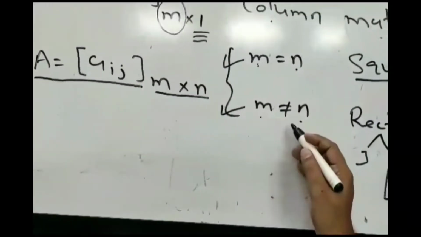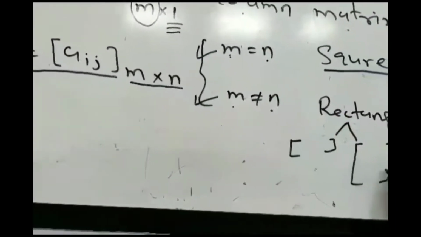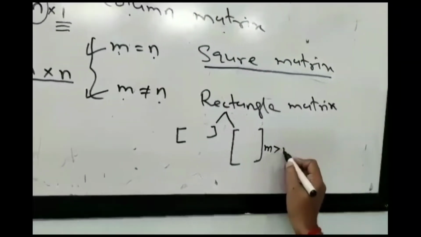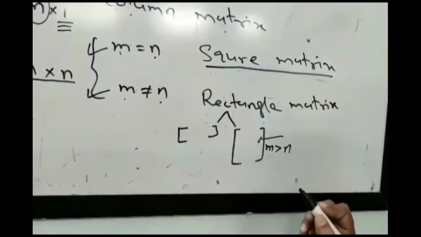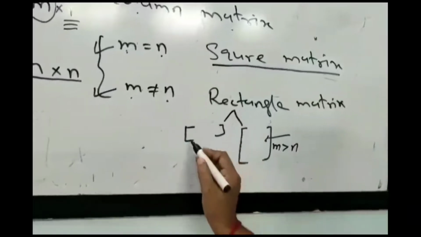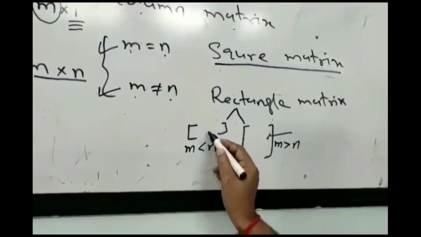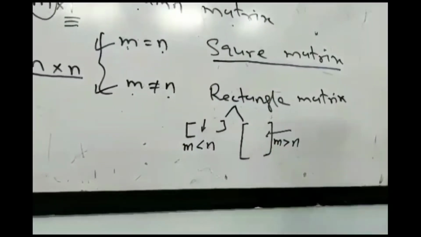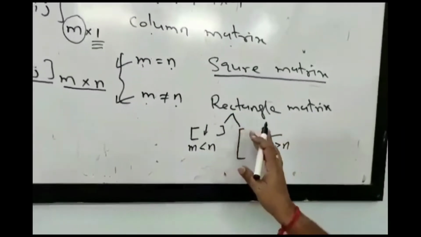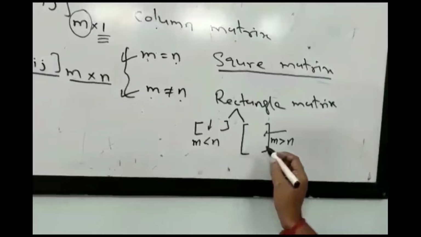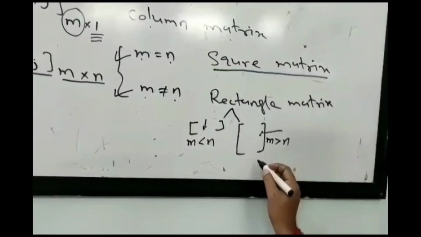If rows are more and columns are less, m is greater than n, then my answer is a vertical rectangle. And if m is smaller than n, then it is a horizontal rectangle. Okay, so the rectangle matrix has two cases, row type rectangle and column type rectangle.